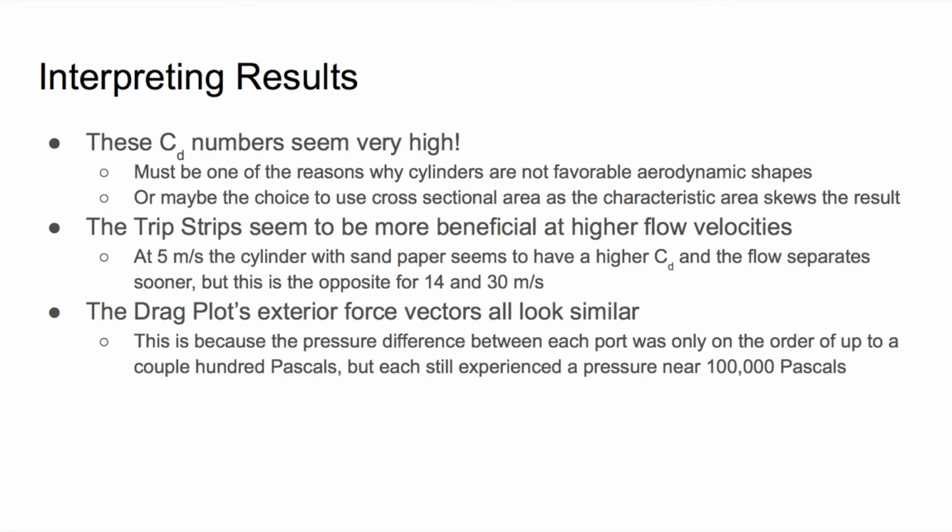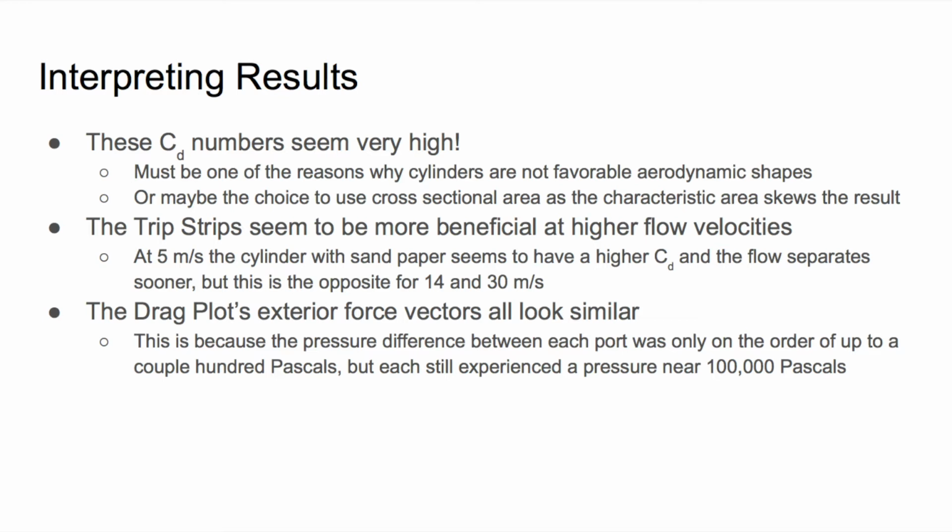Interpreting our results, our group noticed a few things. The first was that these coefficient of drag numbers seemed very high when compared to those typically given for shapes such as airfoils. Now, this must be one of the reasons why cylinders are not favorable aerodynamic shapes. Our coefficient of drag numbers could also be high because of our convention of using cross-sectional area, whereas typically for shapes such as airfoils, they use the area that you would see from above when you have a full wing. Another thing we noticed is that the trip strip seemed to be most beneficial at higher flow velocities.